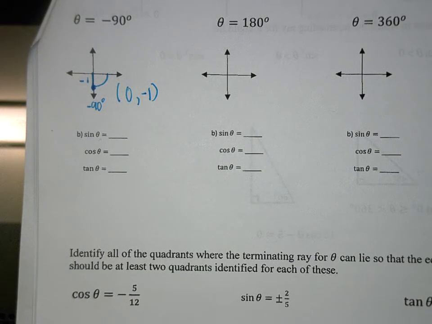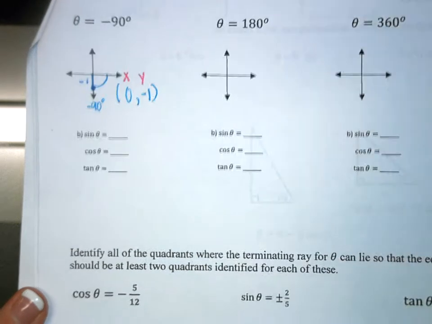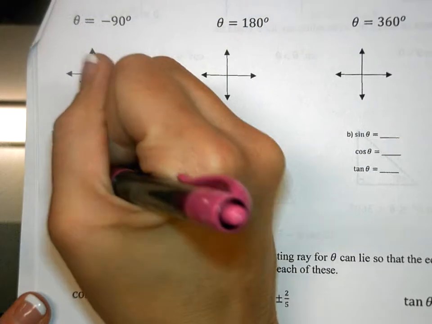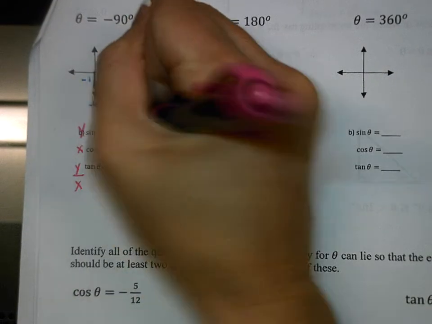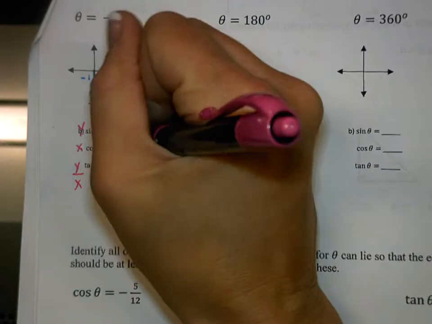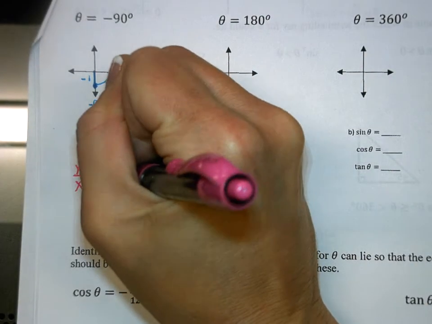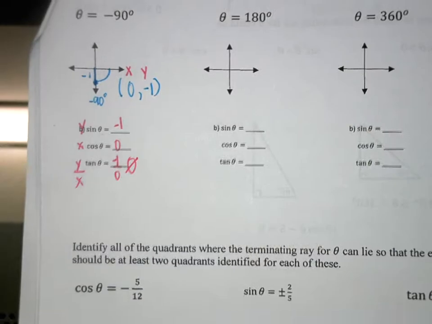Okay, does that make sense? Now, in terms of sine, cosine, and tangent, remember that these are x and y values. We know that sine is dealing with the y, cosine is dealing with the x, and tangent is y/x. So what is sine? -1. What is cosine? 0. And then y/x would be -1/0, but can you ever have a 0 in the denominator? No, it's undefined. So this one for tangent is actually no solution.